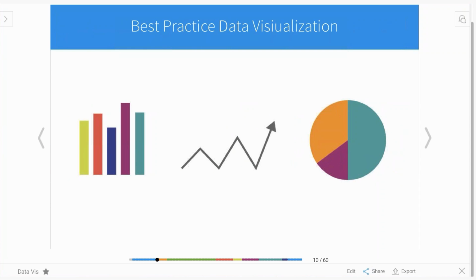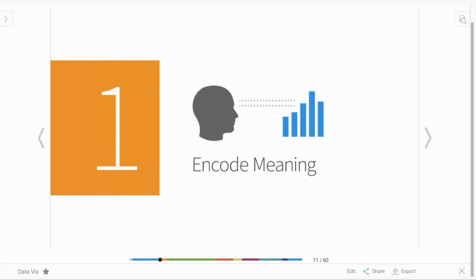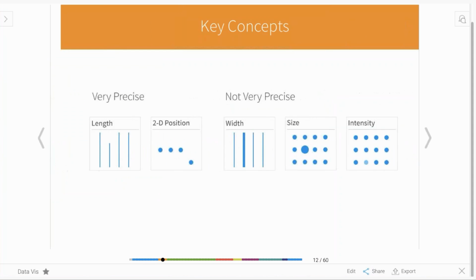So now we've covered why visualizing data is important and the basics. Let's get straight to the best practices. And the first best practice is to encode your charts with meaning. So your data needs to stand out and visually mean something.